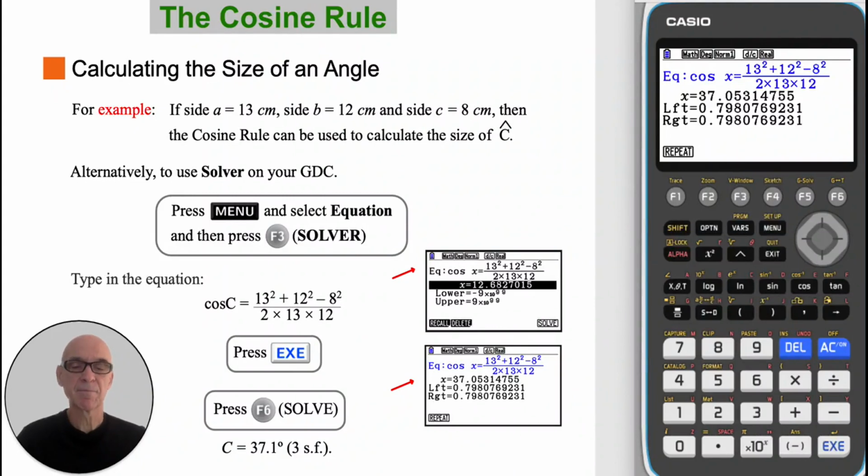Note that it doesn't matter which form of the equation you use, both forms will give you the same value for the angle.